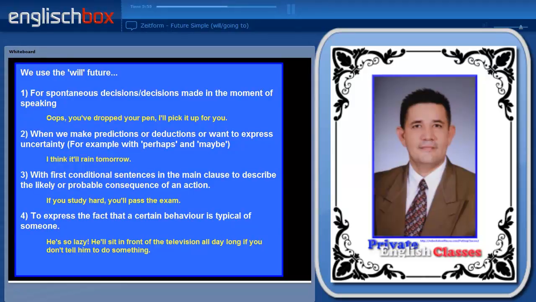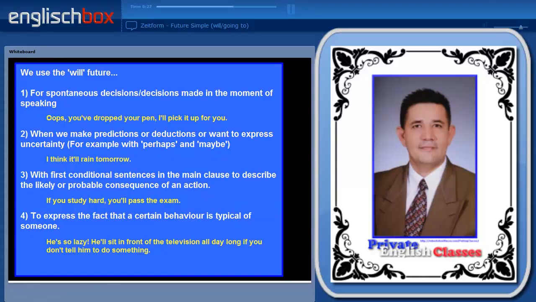Secondly, we use it to make predictions or deductions. We often use it with maybe or perhaps, also to suggest uncertainty. I think it'll rain tomorrow. In this instance, you can also use going to. It's more or less interchangeable. I think it's going to rain tomorrow. I think it'll rain tomorrow. I think they'll offer him the job. I think they're going to offer him the job. But will always suggests a little bit more uncertainty than going to.